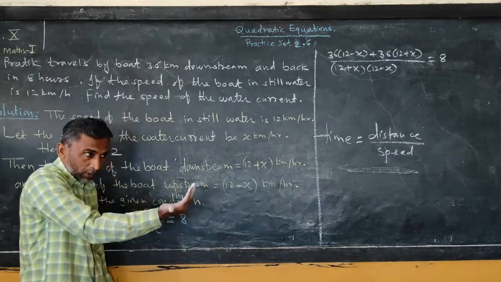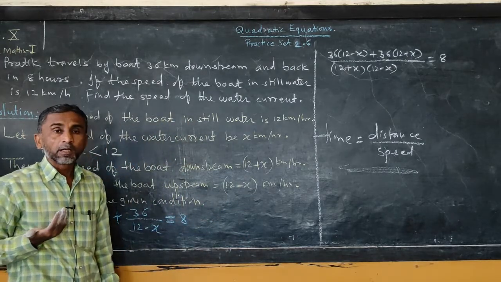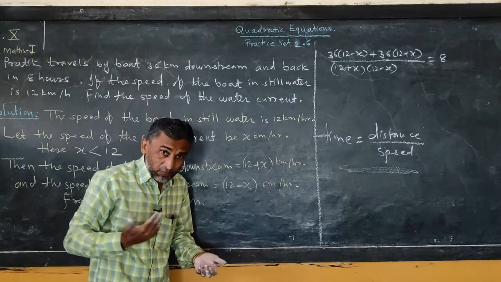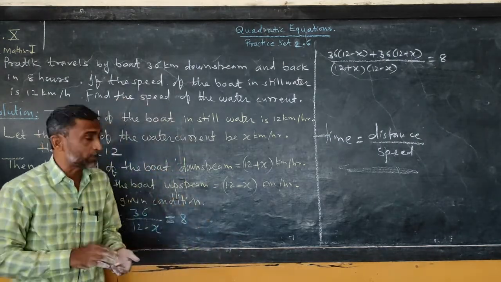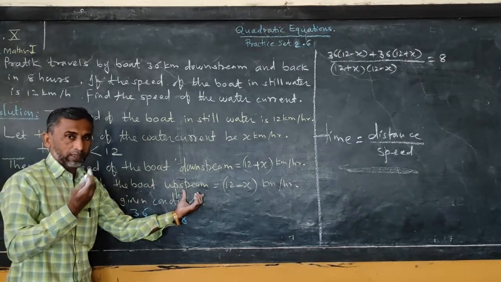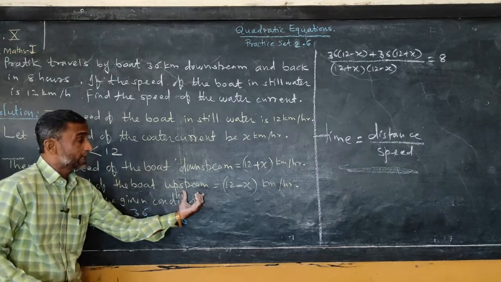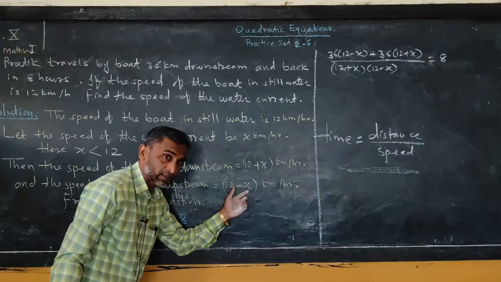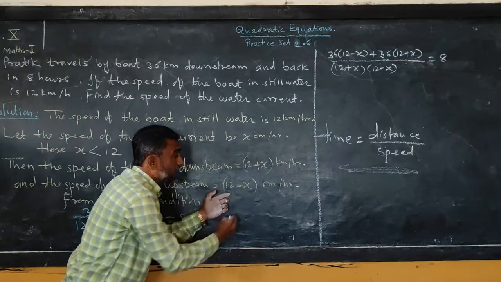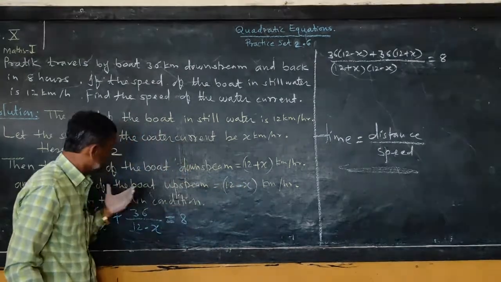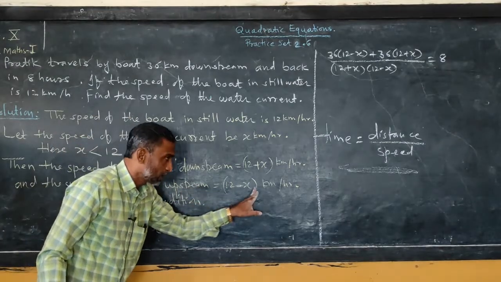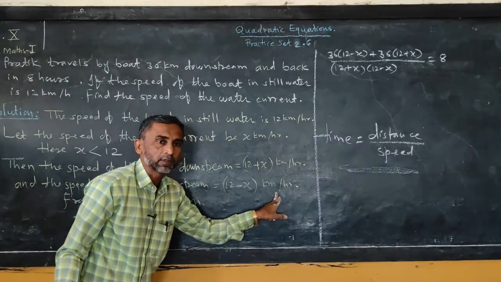And when the boat is coming upstream, its speed will be reduced. Why? Because it is moving against the flow of the water current. So when the boat is coming upstream, its speed will be decreased by x. Its speed is 12, minimized by x. So the speed of the boat upstream will be 12 minus x kilometer per hour.